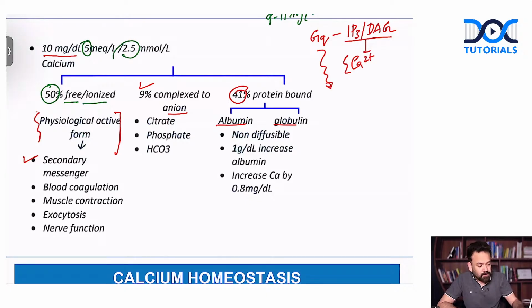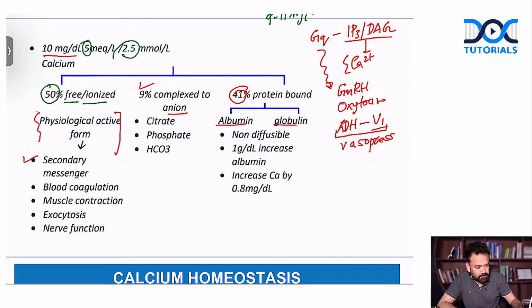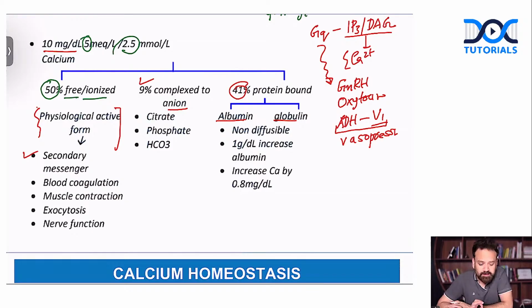It can be gonadotropin releasing hormone. It can be oxytocin. It can be ADH, which is working on the V1 receptor in the blood vessel and causing vasoconstriction. That is why it is also called vasopressin. So the first function to remember for your exam regarding calcium is that it acts like a secondary messenger, number one. Number two.